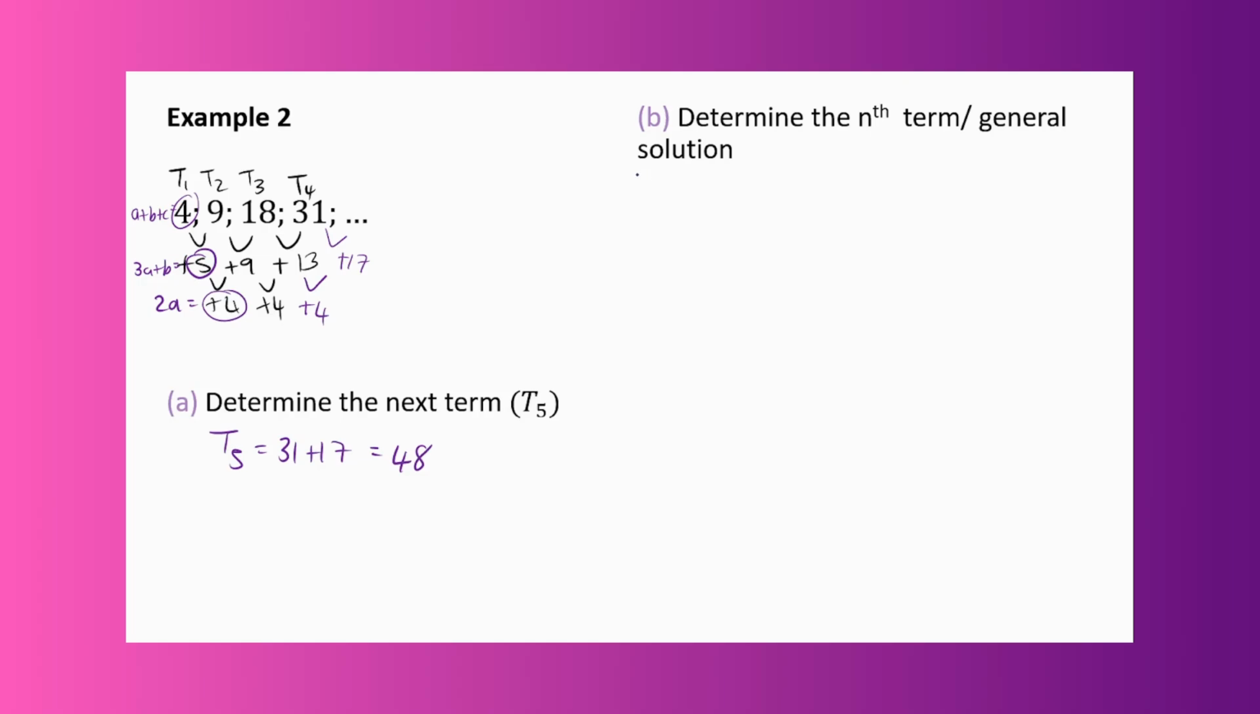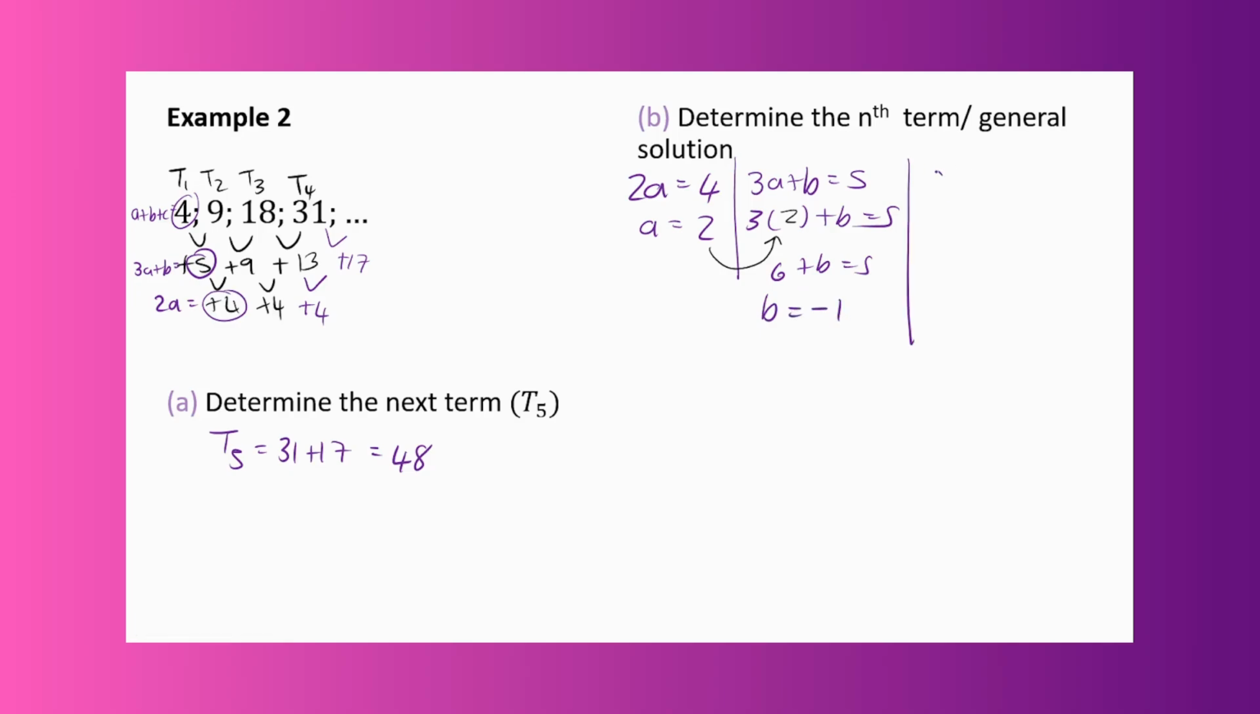You work from the bottom upwards. So 2a is equal to 4. Therefore, a is 4 divided by 2, which is 2. Then 3a plus b is equal to 5. We've already solved a, so we substitute in there. So now we have 6 plus b is 5. You subtract the 6 to find b, so you get -1. And then a plus b plus c is 4. a you already have is 2, and b you already have is -1. So this gives you 1 plus c is 4. So c is 4 minus 1, which is 3.